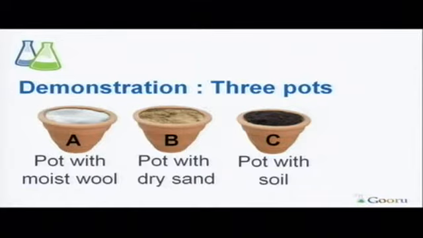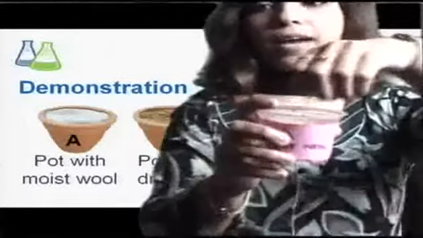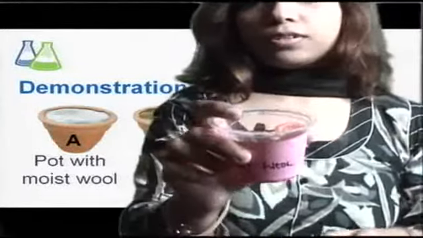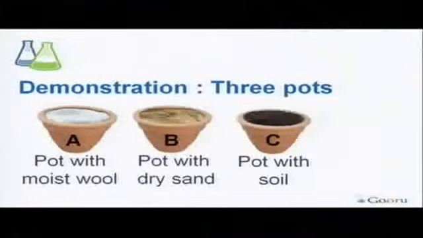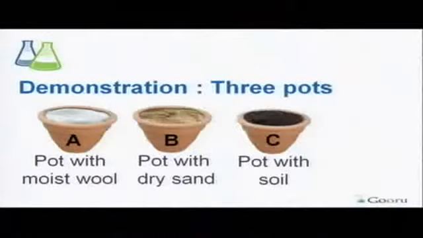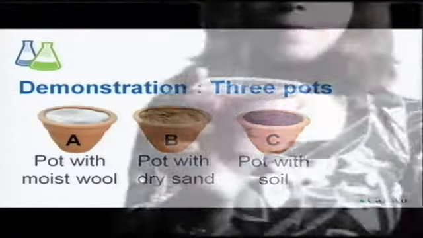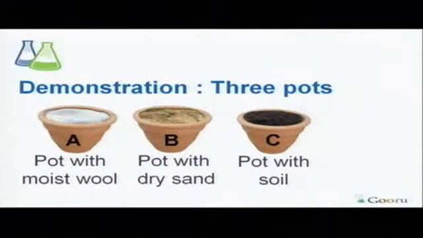Here you can see that I am sowing seeds in all the 3 pots. This is moist wool, you can see this, and this is again the dry sand, as you can see here, dry sand, and of course this is pot C again with the soil. So I have sown seeds into all these pots. Let's see what happens after a few weeks.